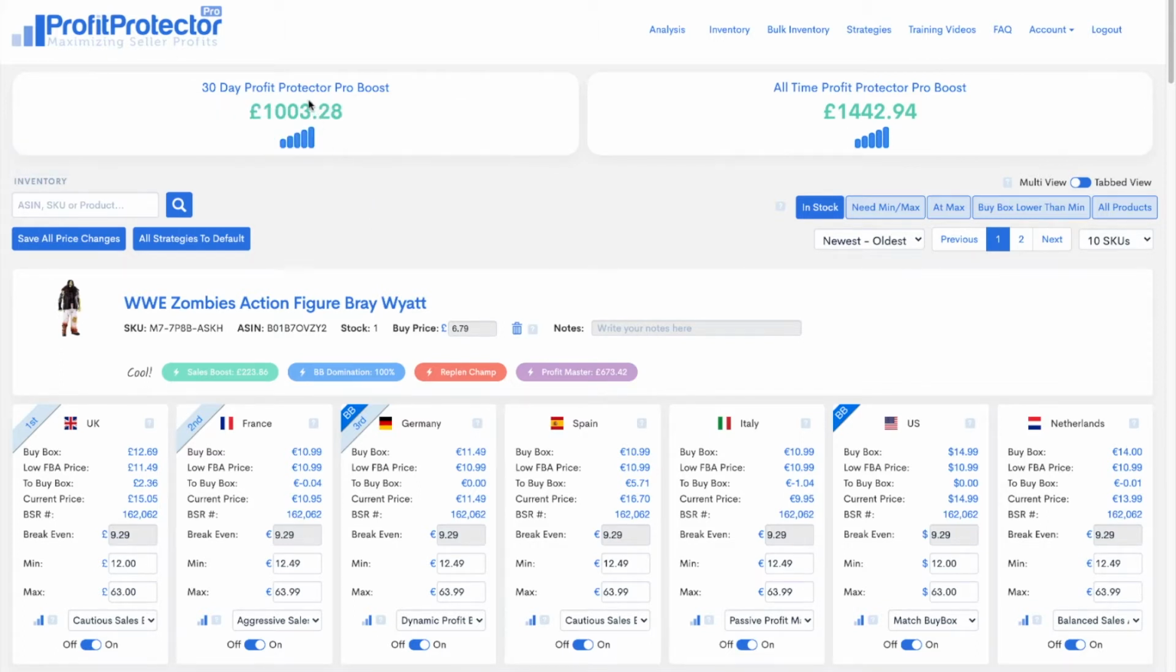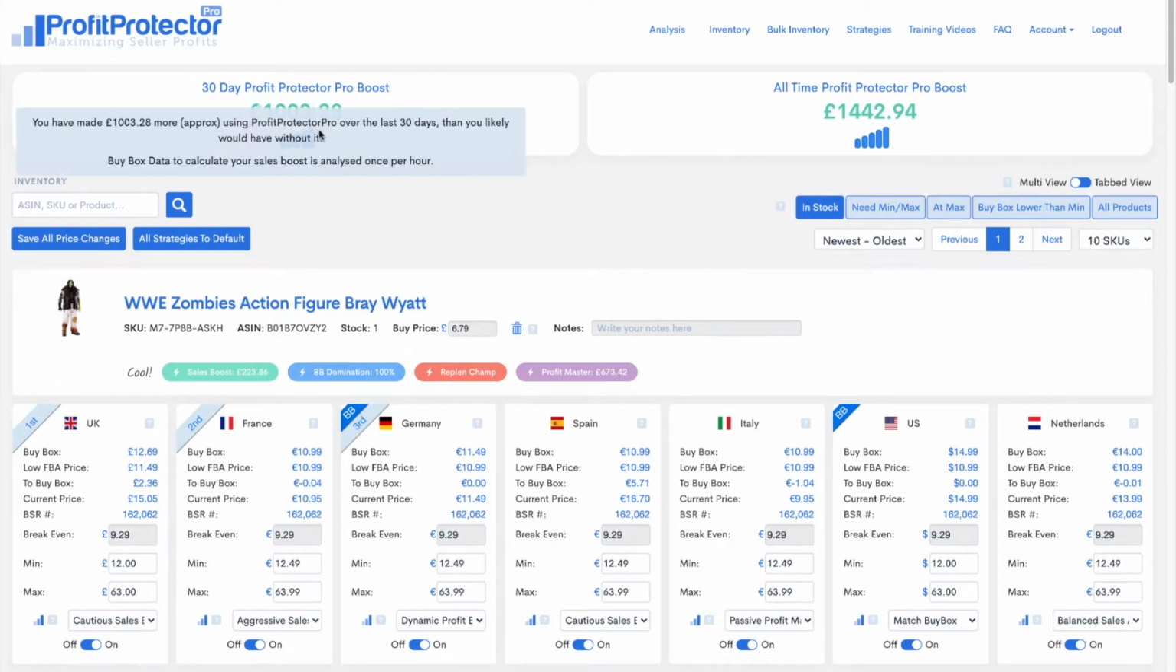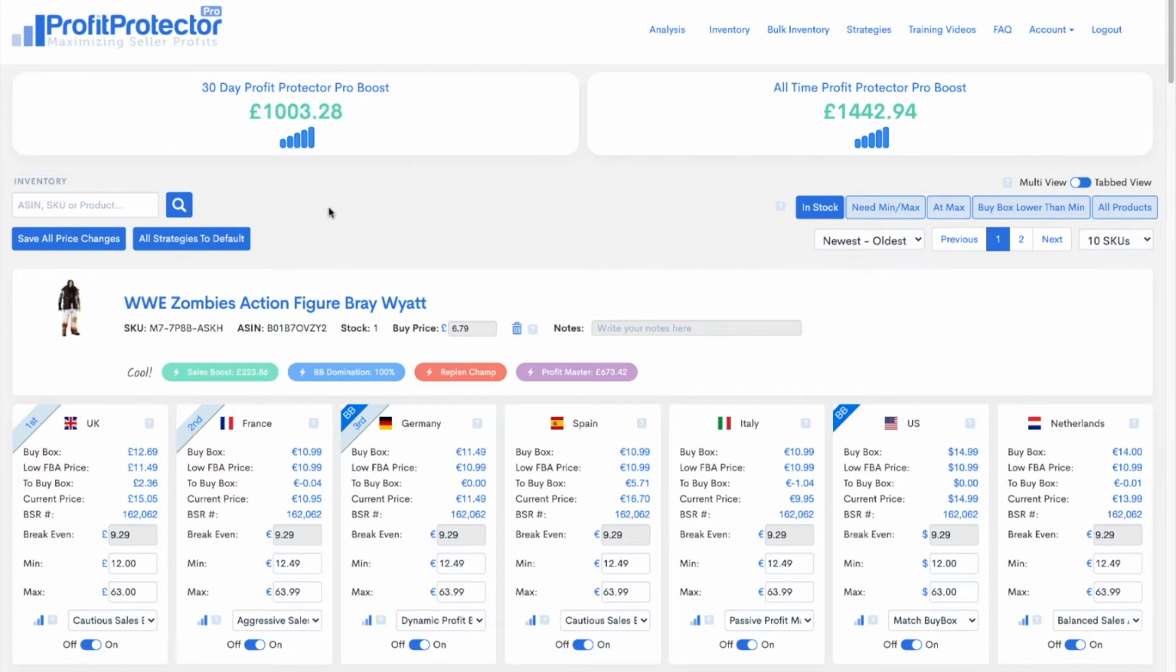As you can see, if you hover anywhere over Profit Protector Pro, it'll also give you tooltips telling you what everything does, which is really helpful, especially if you're new to the software and learning how to use it. This is all just test data in this account. This isn't a live account. But on this test data, you can see that just over £1,000, or $1,000 if you're in the US, has been boosted in this account over the last 30 days.